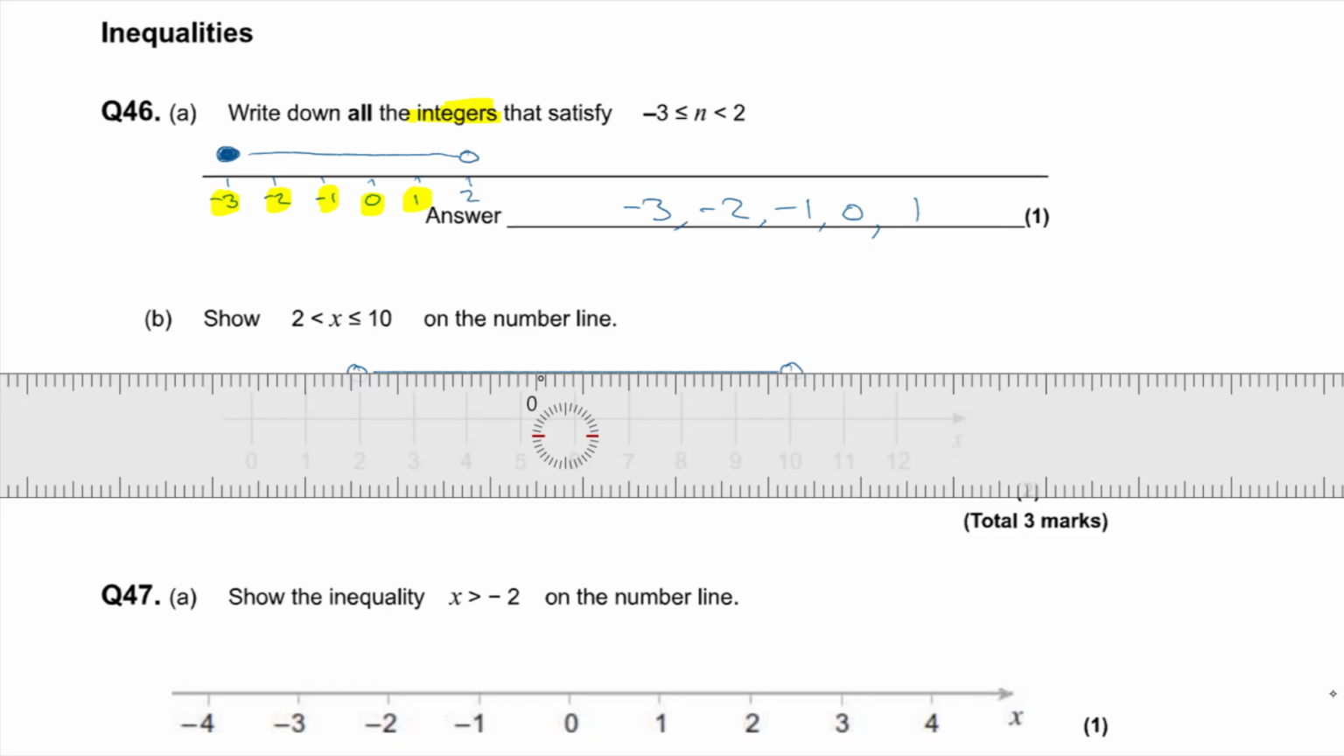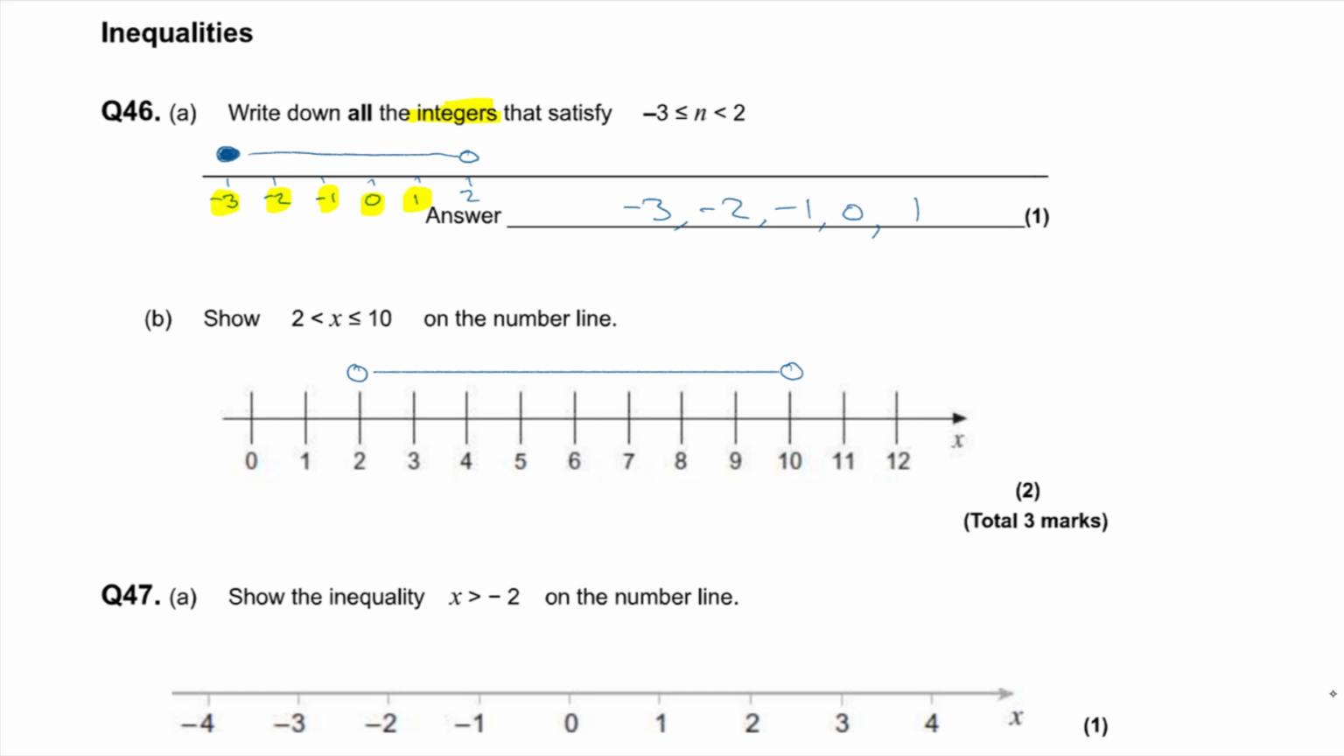Okay. So that's almost done. We just need to fill in or not fill in the circles. If it can be equal to the number, you fill it in. If it can't actually be equal to the number, you don't fill it in. So on the right hand, x is less than or equal to 10. That means I can fill in that one on that end. But I can't fill in the other end because x needs to be strictly greater than 2.